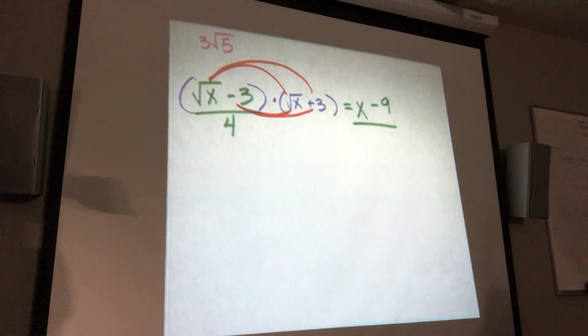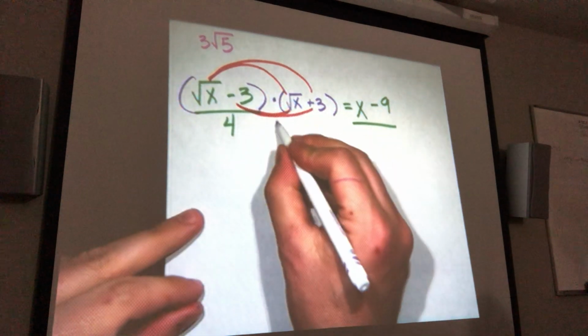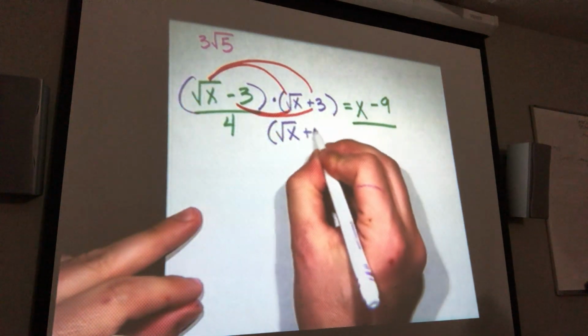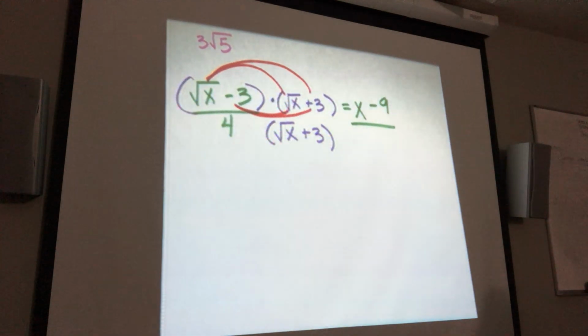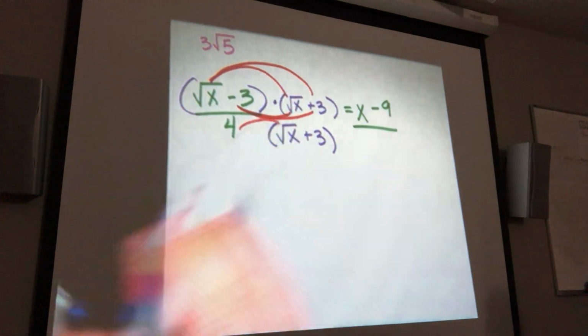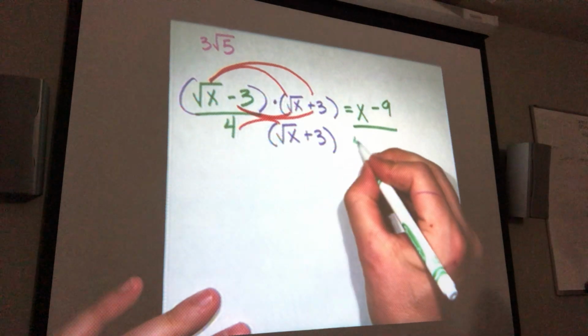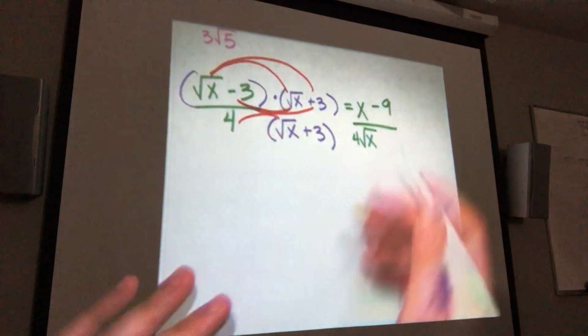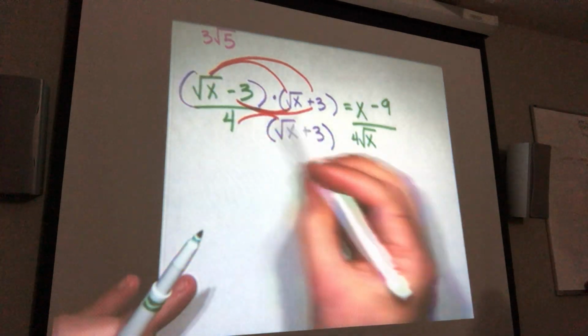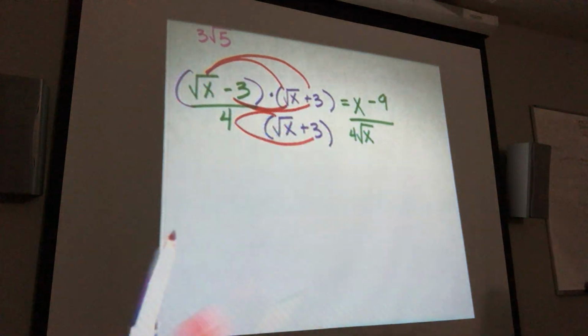Since I multiplied by square root of x plus 3 on the top, I got to also multiply by square root of x plus 3 on the bottom. So 4 times the square root of x. 4 square root of x. Good. And then 4 times 3.